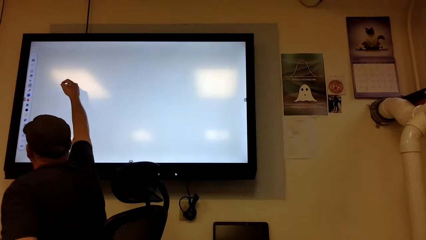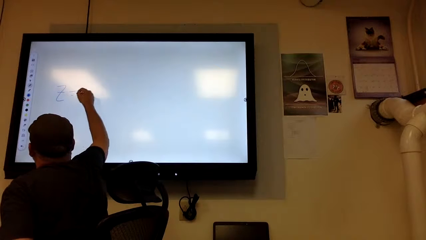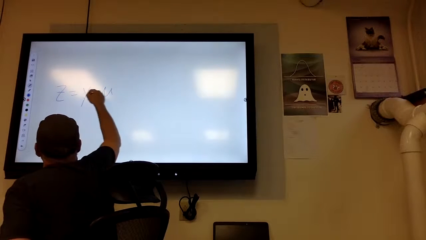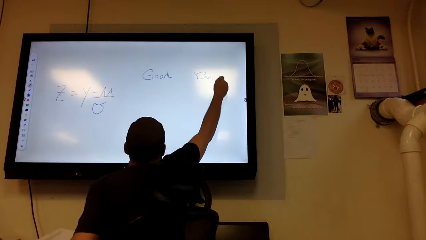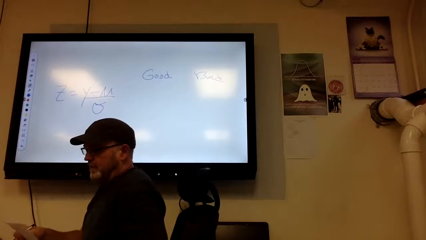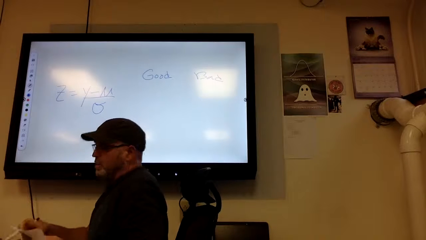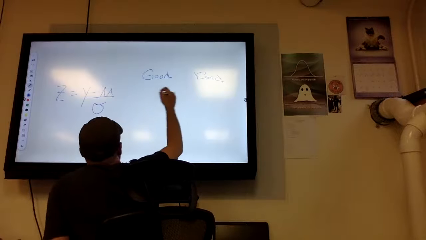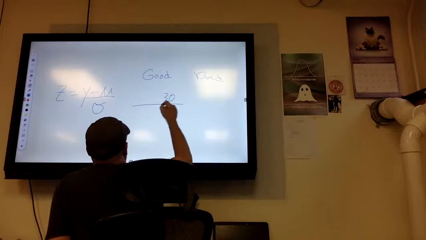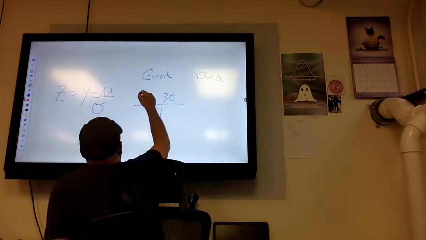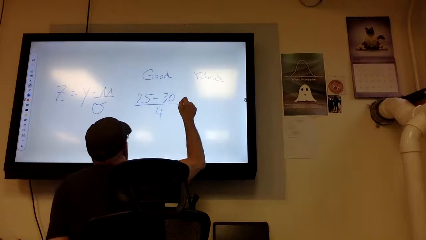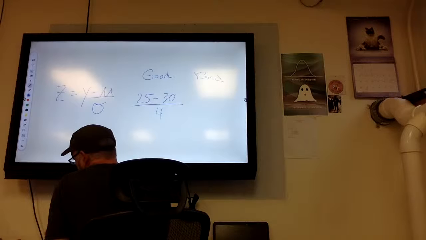All right. So remember, whenever I'm talking about a z-score or normal model, it's y minus mu over sigma. Now, we have good weather and we have bad weather. Let's start with the good. It said when the weather is good, approximately 30. So the mu is 30 and the standard deviation is 4. And I think 25 is the time for both of them. So there's when the weather is good.